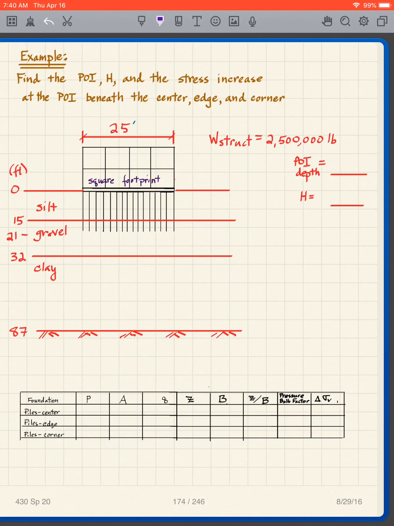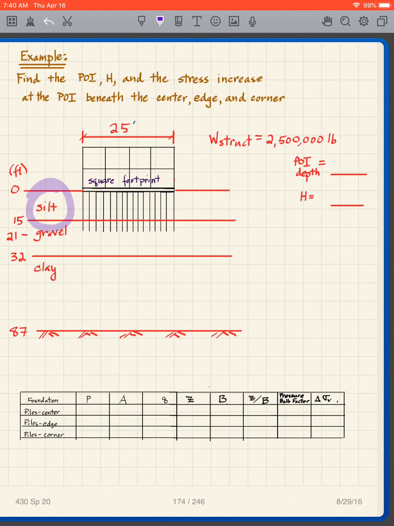And what it does is, instead of the pressure bulb emanating like this, the pressure bulb actually comes from the pile tips there. And that way, what we are doing is we are transferring the load deep into the ground where we can, in this particular case, avoid this silt layer.